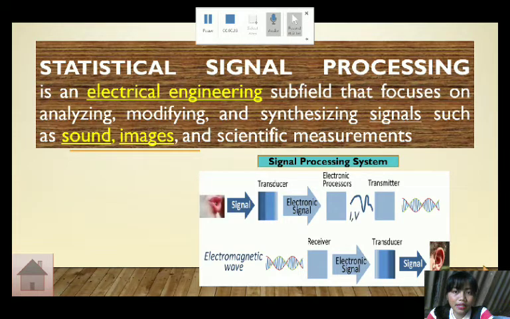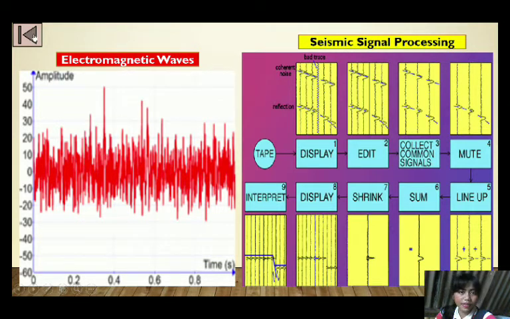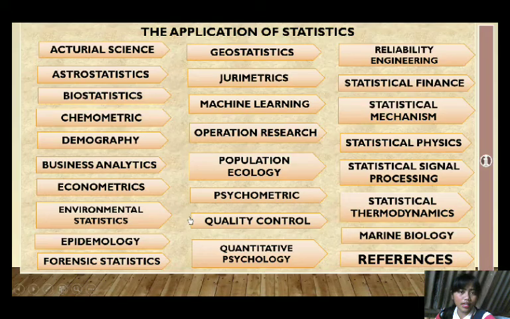Statistical signal processing is an approach which treats signals as stochastic processes, utilizing their statistical properties to perform signal processing tasks. So we have here examples: the signal processing system, the electromagnetic waves, the seismic signal processing. So that is statistics and statistical signal processing.